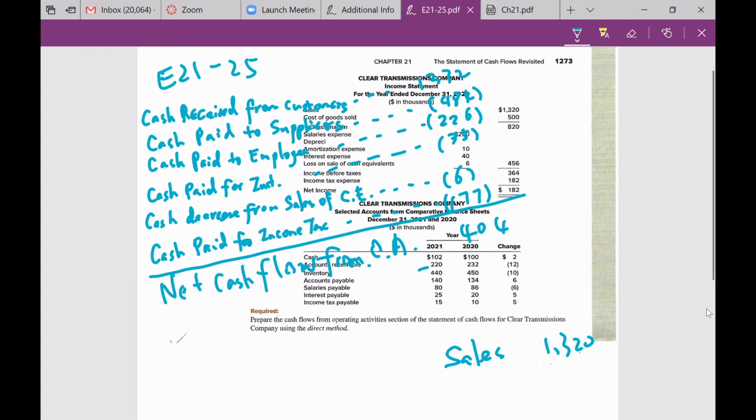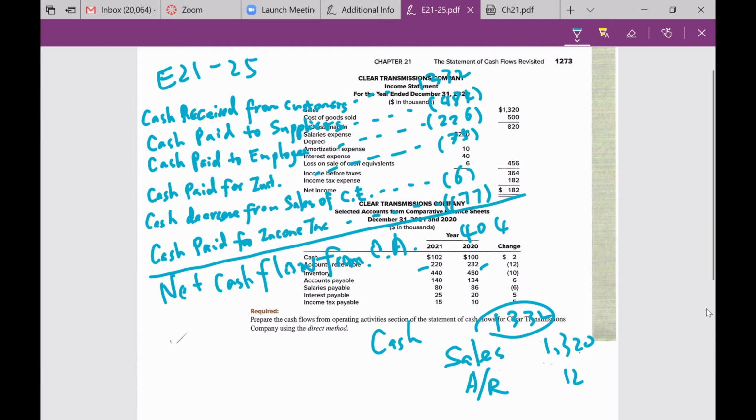Then we look at accounts receivable. Accounts receivable was 232, and by the end of the year it became 220. It decreased by 12. Accounts receivable is an asset, and an asset decrease, we should credit. We should credit accounts receivable for 12. That's why the cash received from customers, the debit to cash, should be the total, 1332. Everyone's okay with that?